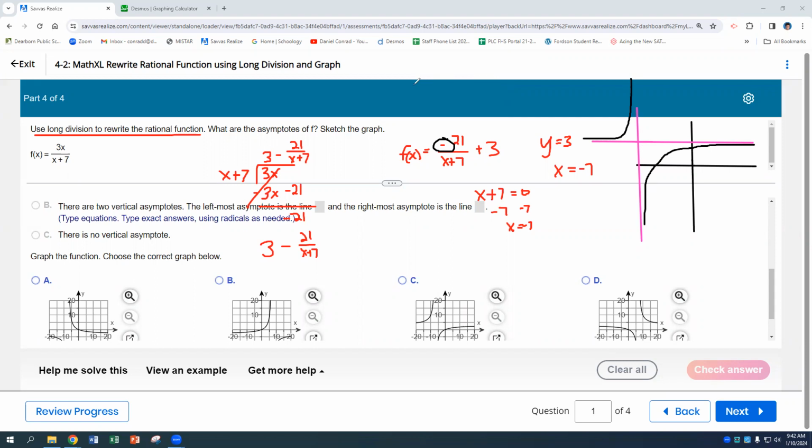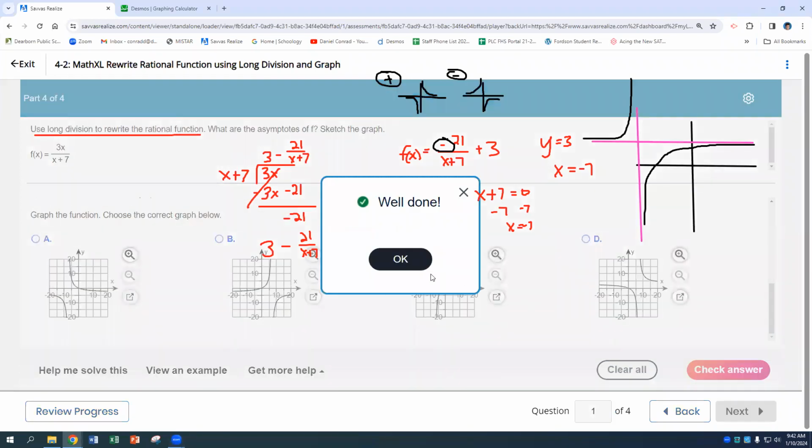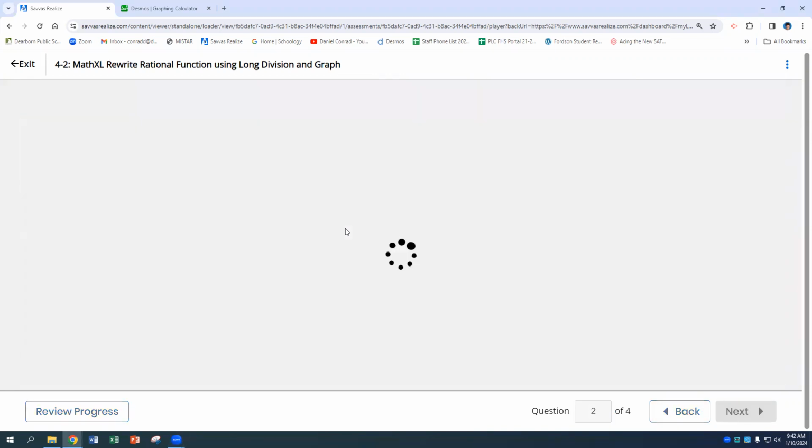If A is positive, it's going to be in the upper right and the bottom left. If A is negative, you got to flip it, and it's going to be in the upper left and bottom right. So this is if A is positive, and this is if A is negative. Okay, so if we look at our graphs, it looks like it's going to be graph C. Wonderful. Okay, horizontal asymptote, vertical asymptote, negative, so it's upper left, bottom right. All right, let's look at the next one.